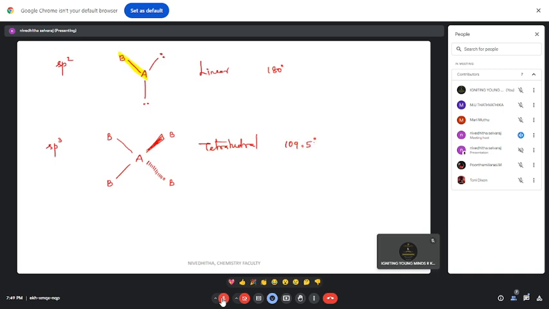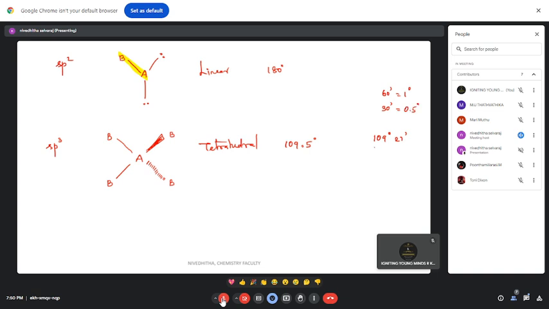109.5 degree, right? Or 109 degree 27 minutes. We know 60 minutes is 1 degree. So how about 30 minutes? If 60 minutes is 1 degree, how about 30 minutes? If it is 30 minutes, then how much will be the degree? It is 0.5 degree, right?